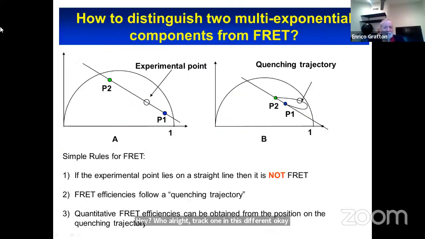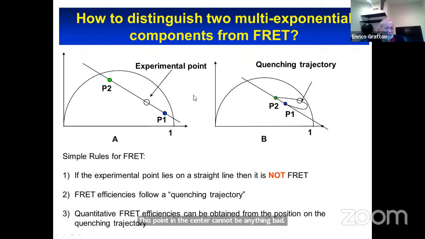Okay, so how do we distinguish multi-exponential decays from FRET in FLIM? In the multi-exponential case, there is a linear combination of a pure dye and another pure dye, and it can be at any point along the line. The experimental point should be in the center. This point in the center cannot be anything but the combination of P1 and P2.